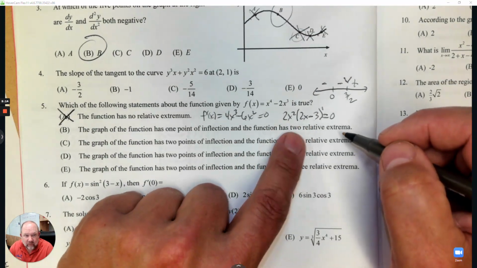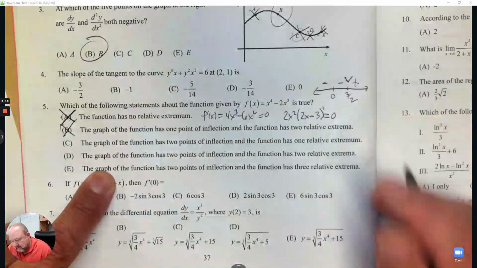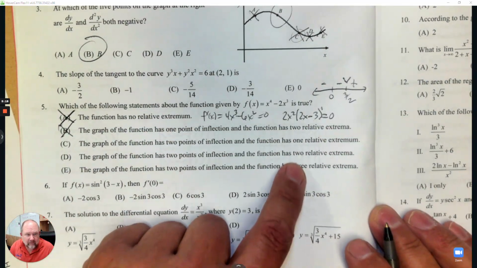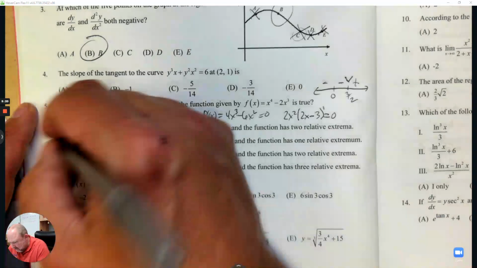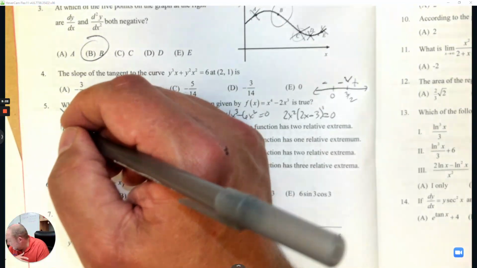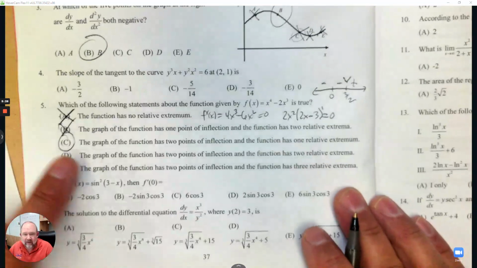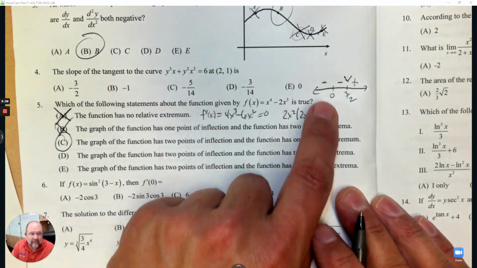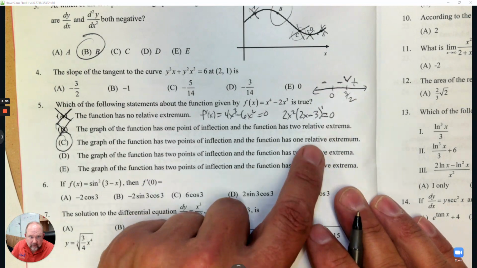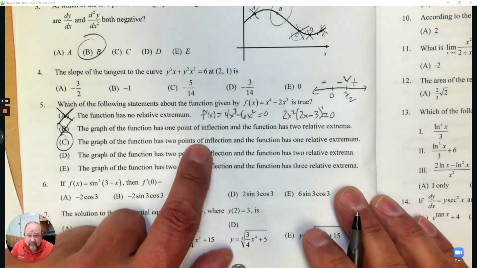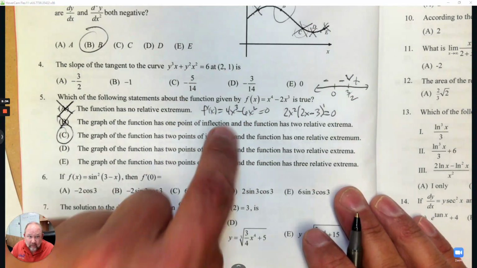So the function has 2 relative extrema. That's not true. The function has 1 relative extremum. So the only one that could match, even without that, I think is C. Let me just check to make sure I did it right. That's right. So I don't even have to check concavity for points of inflection, because if I just check that there's 1 turning point, that'd be it.